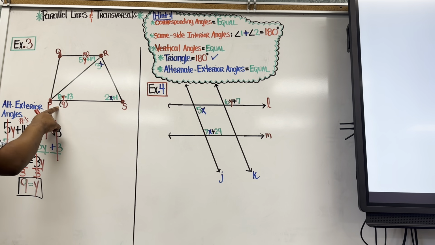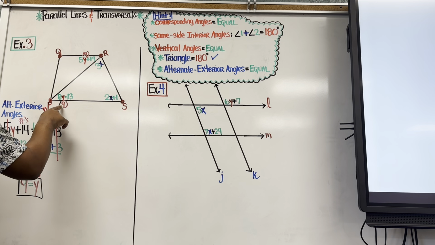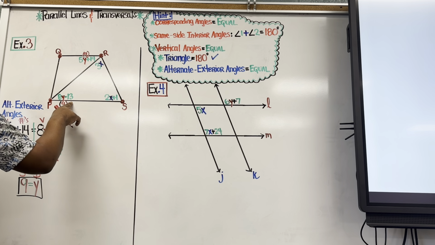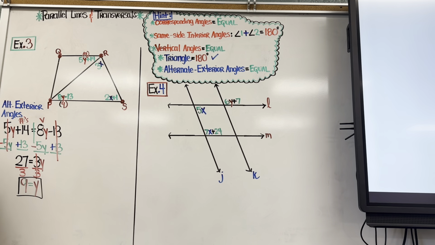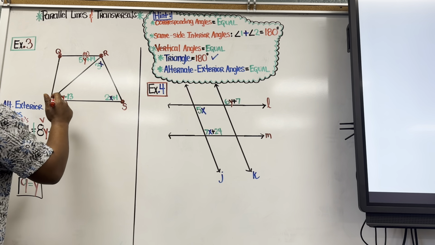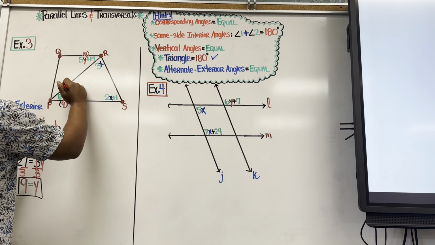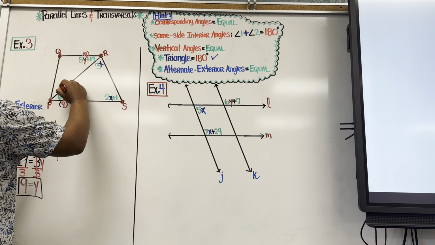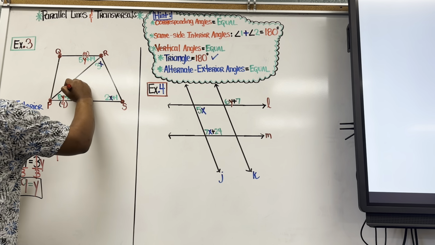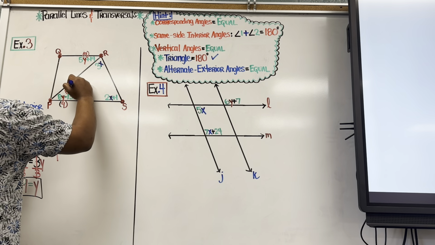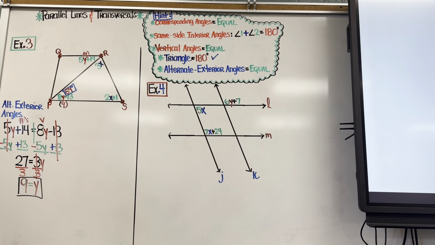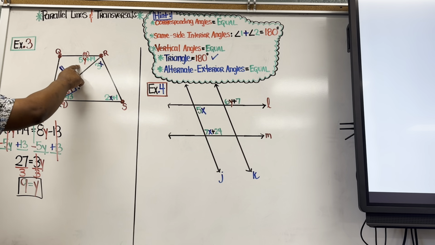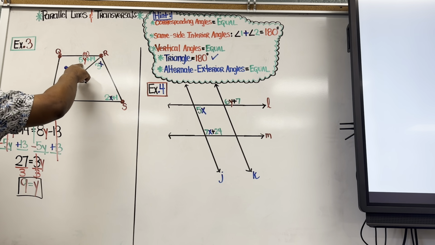8 times 9 equals 72. 72 minus 13 equals 59. So this whole angle right here, guys, actually equals 59 degrees. That whole angle right there equals 59 degrees. This angle should also equal 59 degrees. Let's see.